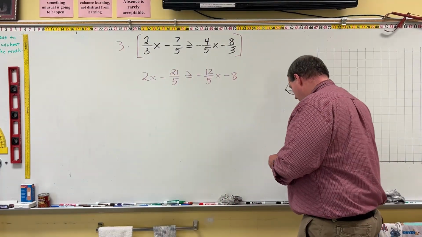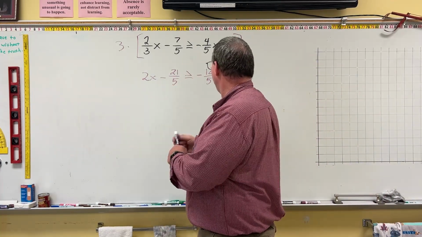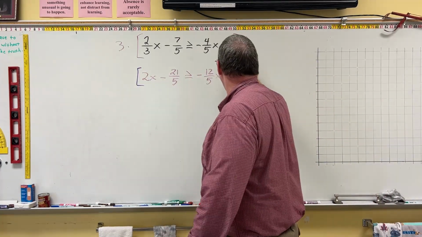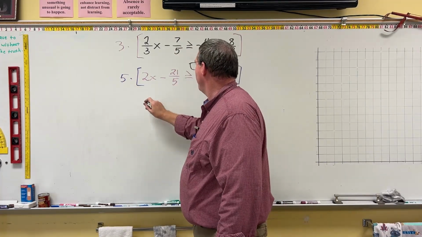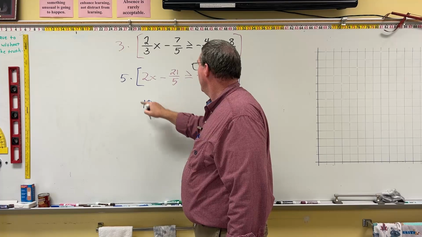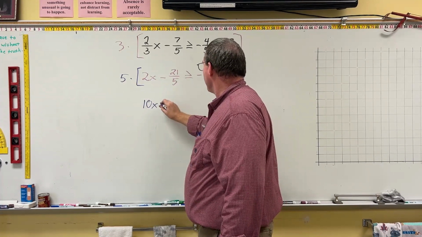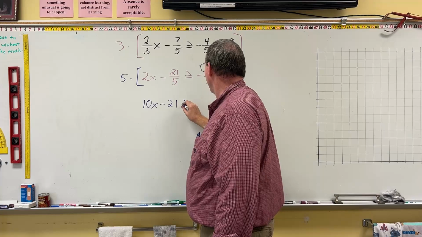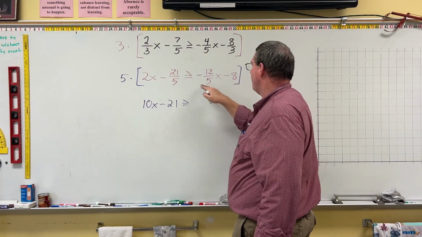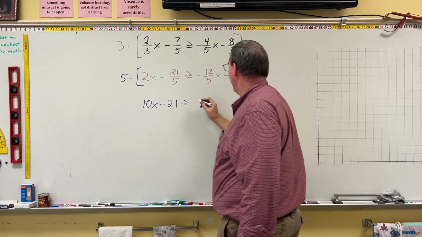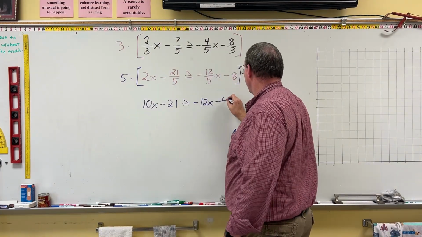Okay? Now we're going to do the same thing with the denominator of 5. So we're going to multiply the whole thing by 5. Well, 5 times 2x, that's 10x. 5 and 5 in the denominator here, those go away, and all we have left is negative 21. Is greater than or equal to 5 times negative 12 over 5x. The 5's go away, and we just have negative 12x. And then 5 times negative 8, well, that's negative 40.